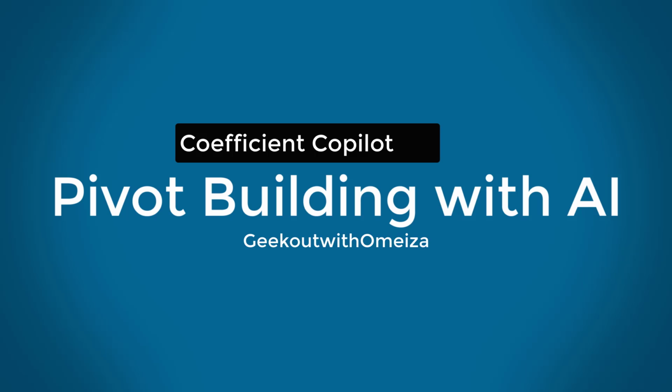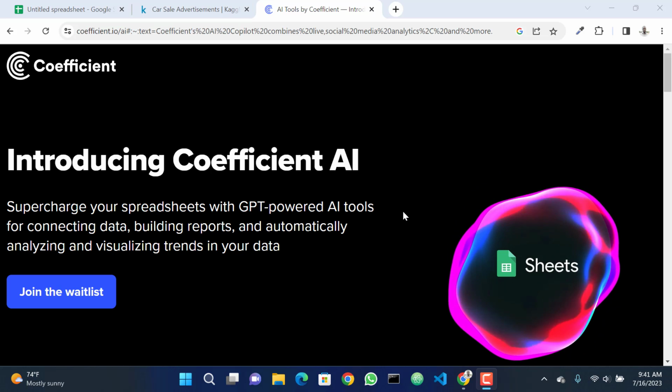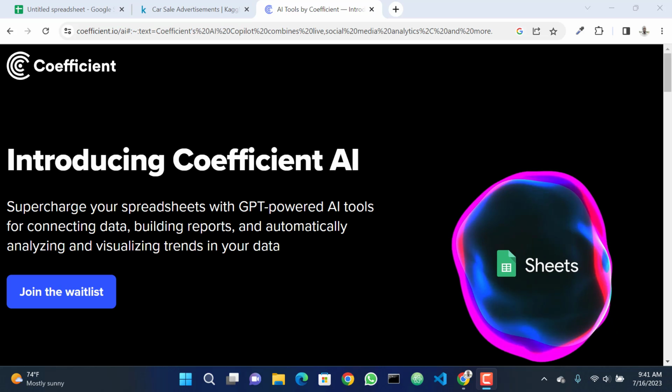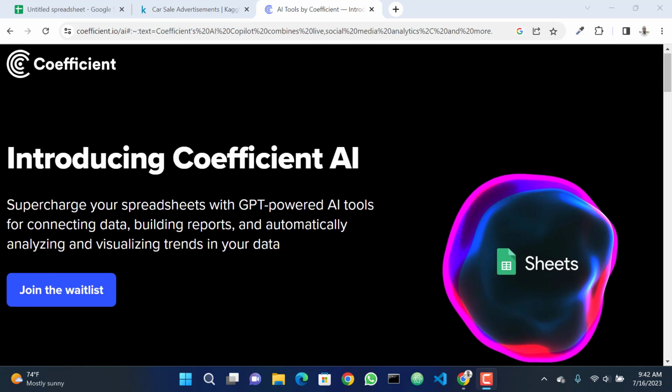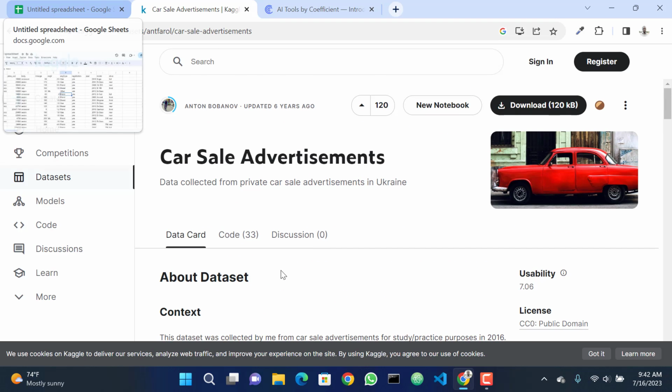So today we are looking at Coefficient AI Copilot. This is a Google Sheet extension that helps you do some pivoting, charting, and develop formulas. Today we are going to try it with a dataset from Kaggle, which is a car advertisement dataset by Anton, last updated in 2016, so you can download the dataset and try the extension on your own.